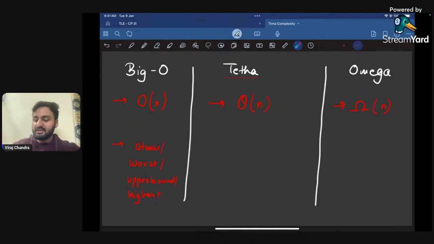Now, what is actually big O? When I say big O time complexity, it is basically the at max, worst, or upper bound, the highest time complexity that we talk about. Theta is the average or middle time complexity. And omega is the best or at least time complexity that we talk about. Is this clear, guys?